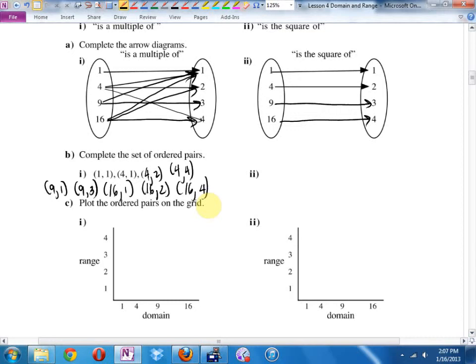Compare that with the second one. I think I only have 4 points. I have 1 goes with 1, 4 goes with 2, 9 goes with 3, 16 goes with 4.